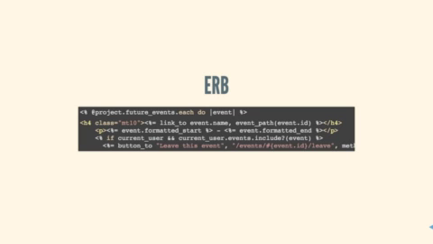ERB, embedded Ruby, is the default view syntax, and it's a lot like PHP to my eyes. Everything inside these tags is evaluated as Ruby code, and everything inside these tags with an equal sign is evaluated and echoed to the screen. So event.formatted_start would presumably be a time, and that would be echoed to the screen. That's pretty straightforward. A lot of people also like using HAML instead of ERB, and of course a lot of people like using Angular or React or whatever else for their view layer.